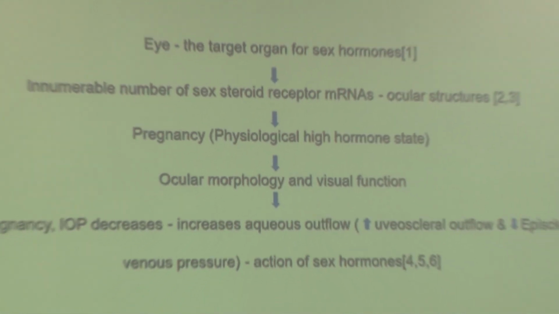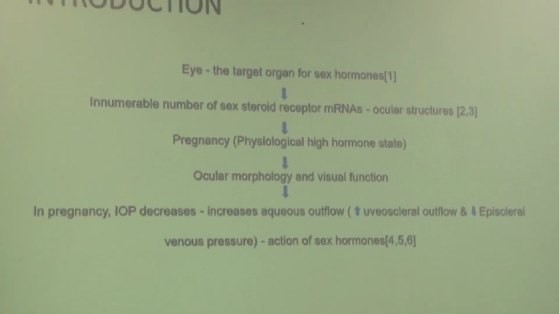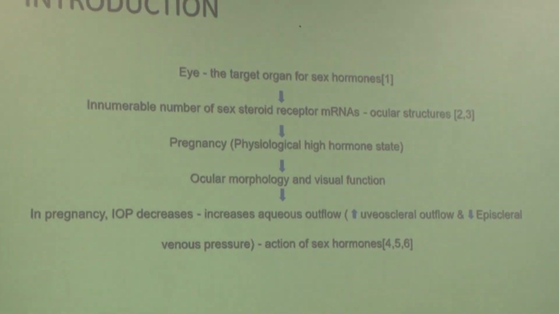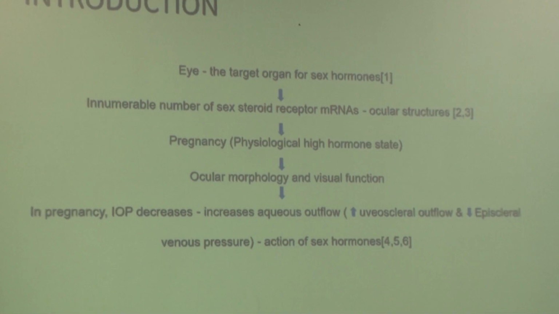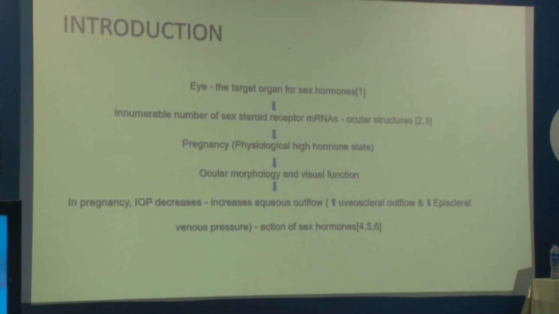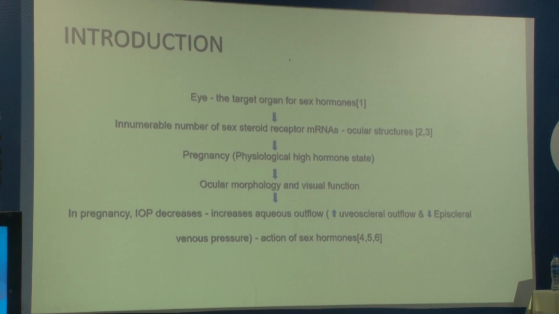Introduction. The eye is a target organ for sex hormones, which is demonstrated by the innumerable sex steroid receptor mRNAs seen in various ocular structures. Pregnancy, which is a physiological high hormone state, affects the ocular morphology and visual functions through these receptors. Normally, in pregnancy, IOP decreases because of the increase in aqueous outflow under the influence of these hormones.